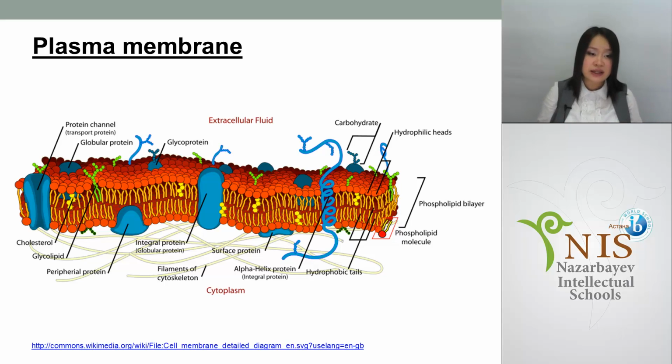Okay, the next one you see here, protein channels in blue, transport protein. And you could find here peripheral and integral protein. Integral protein is embedded inside of the cell membrane. You could see that it goes through the membrane, it stays on both sides, in the bilayer. And peripheral protein is not embedded fully. It is in one layer only.